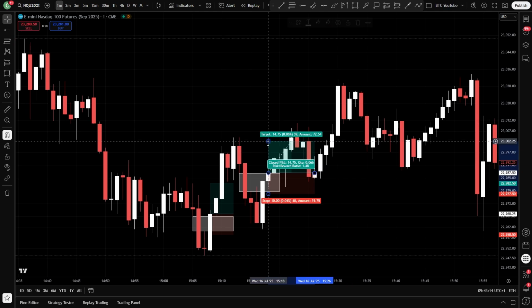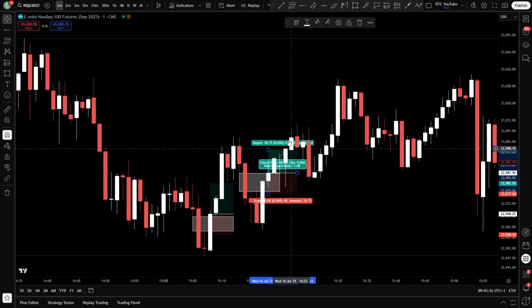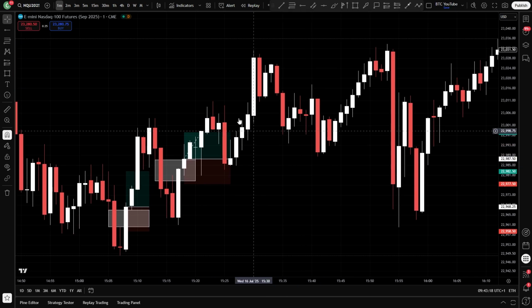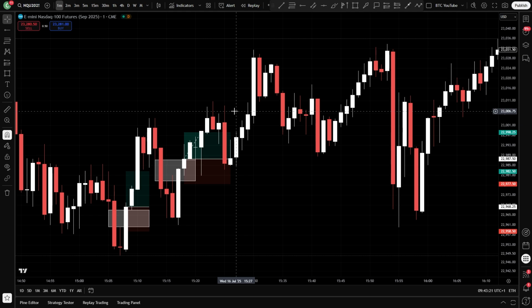If my magnet would allow me to actually put a 1R. You can see this came up and hit a 1R and then got stopped at break even as well. And after that, I was like, two 1R trades, I'll probably call it a day on this one.